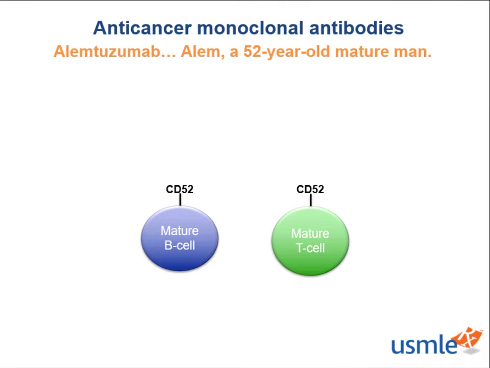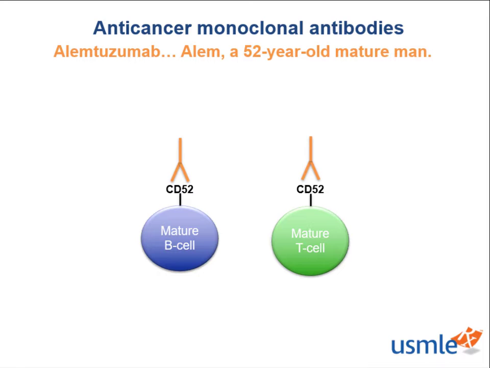To understand alemtuzumab, you must understand the number 52. CD52 is a cell surface protein found exclusively on mature B cells and mature T cells. For drug selectivity, this is ideal because alemtuzumab can directly seek out and bind exclusively mature B cells and T cells. That's why I titled this slide Alem, a 52-year-old mature man. Let me explain. Every time I read about alemtuzumab, I think of a 52-year-old mature man named Alem to recall this drug's target, CD52, and where it is found: on mature B and T cells.